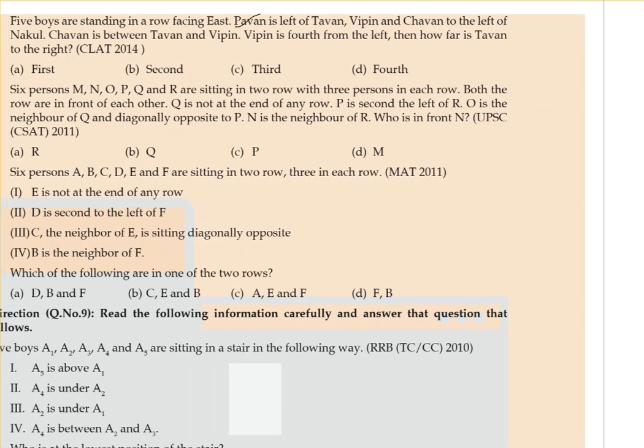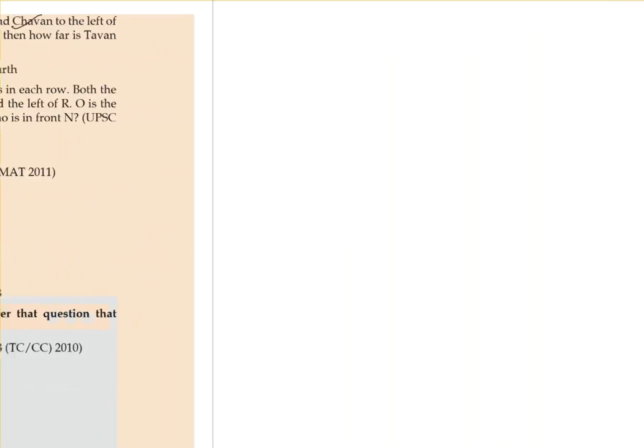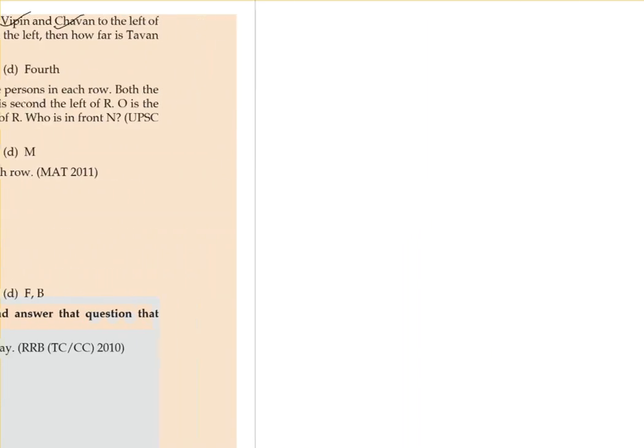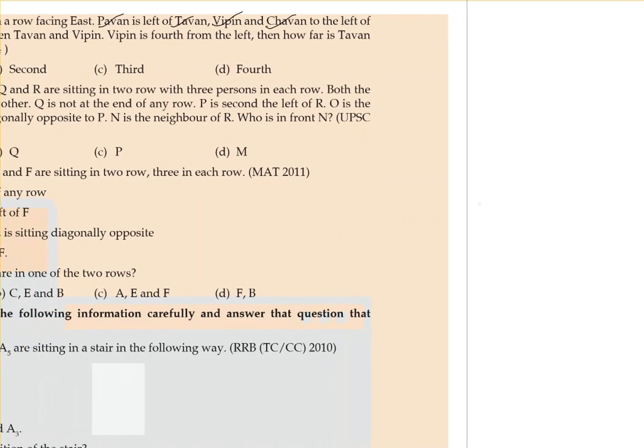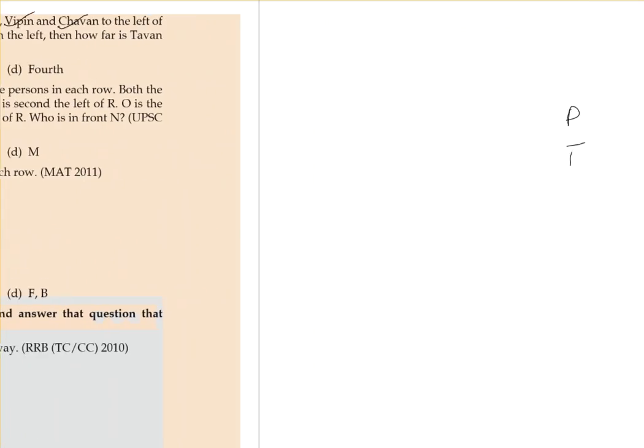Pavan, Tavan, Vipin, Chavan, and Nakul. Okay, PTVCN. Pavan is left of Tavan. Left means if they are facing in this direction, left means this direction, and right means this direction. Pavan is left of Tavan. Vipin and Chavan to the left of Nakul.